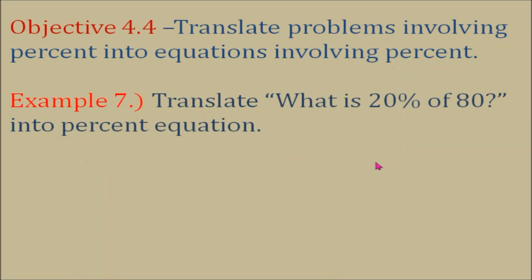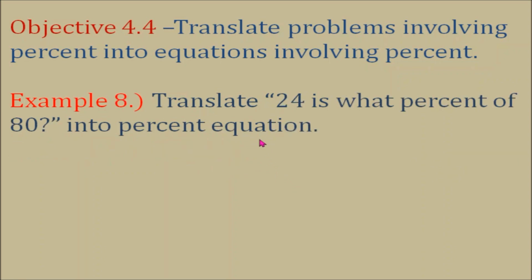Example number 7, translate what is 20% of 80 into percent equation. So the question is asking for 20% of 80. So that means we need to find the P. And this 20% is the R, and then this 80 is the base. So that would mean our equation is P equals 20% times 80.